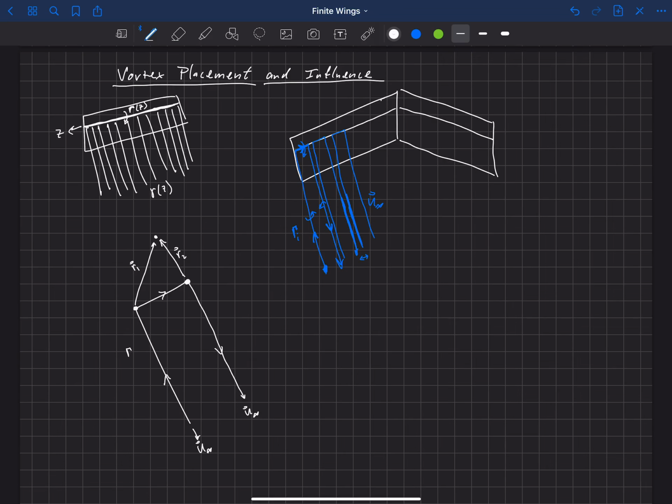We know we're going to allow these to go in the direction of the free stream. Now, I should go back here to the original classical theory. What we did with this trailing vortex sheet was we had that aligned with the x-axis.